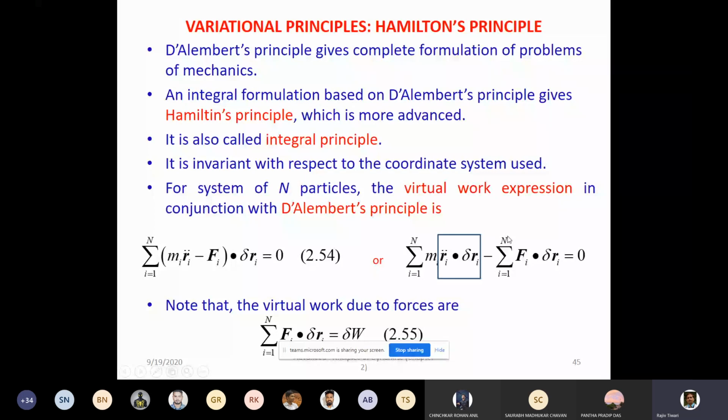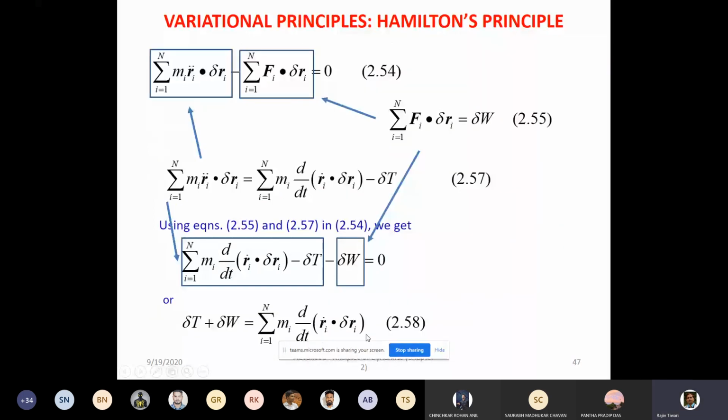So now I am substituting. This is the first term. This is the virtual work, which I have. So these two terms, one is this, another is kinetic energy. This has been brought from the previous limits. So if you substitute here this expression and this here, we will get this minus kinetic energy minus virtual work is equal to 0. Then this virtual work and kinetic energy can be brought to one side and this to the other side.